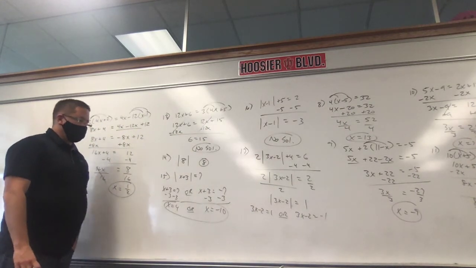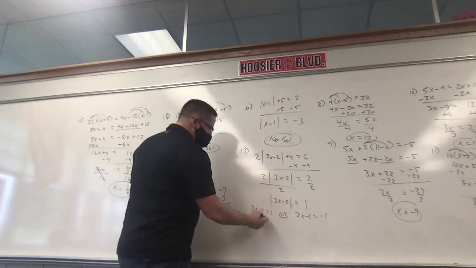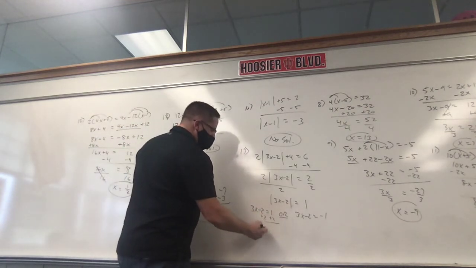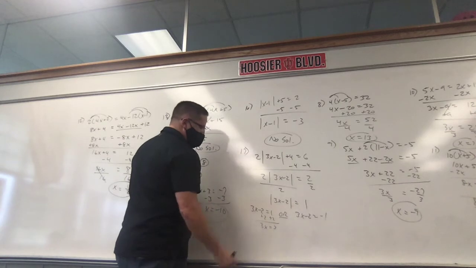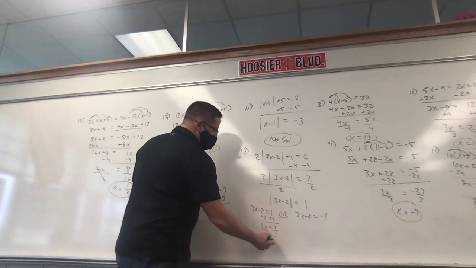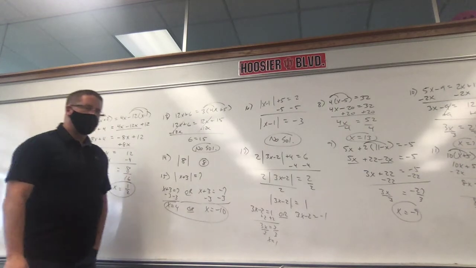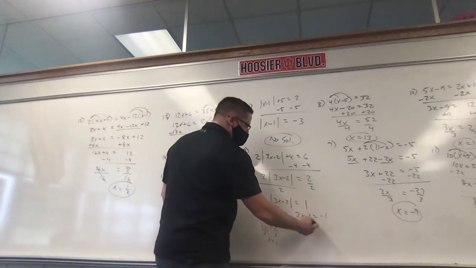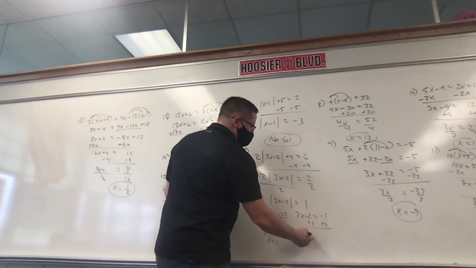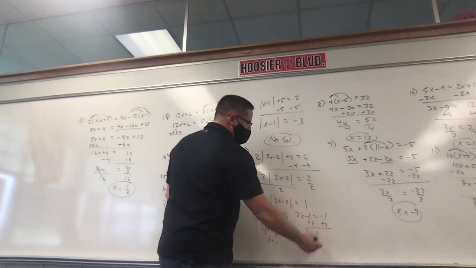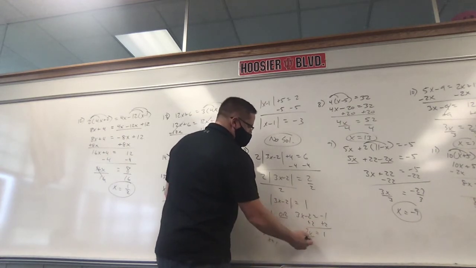And then we solve these. We add 2 and add 2. We have 3x equals 1 plus 2, which is 3. Divide by 3. X is 3 divided by 3, which is 1. And then we solve the other one. We add 2 and add 2. 3x equals negative 1 plus 2, which is 1. Then we divide by 3.